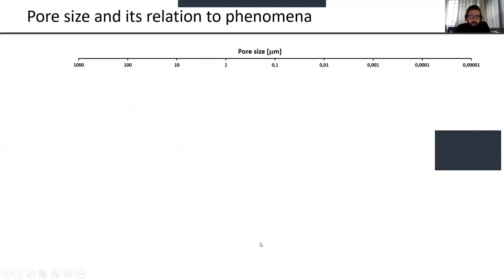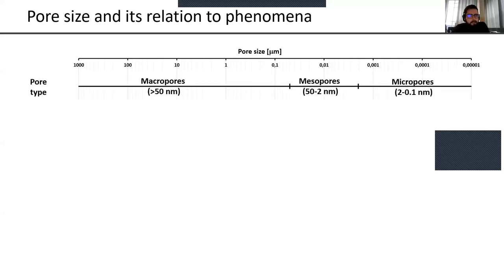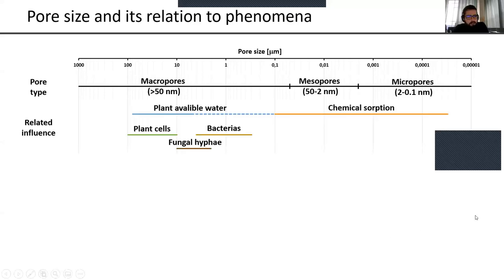Let's firstly divide the pores inside the internal structure of the biochar by size. According to IUPAC, we have the macropores, which are larger than 50 nanometers, mesopores, which are between 50 and 2 nanometers, and the micropores, the smaller pores, between 2 and 0.1 nanometers. Lower than that, we can't really measure the pores, because the compounds used to measure the pores have this diameter, so we cannot go further than that.